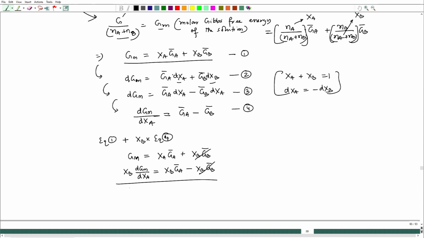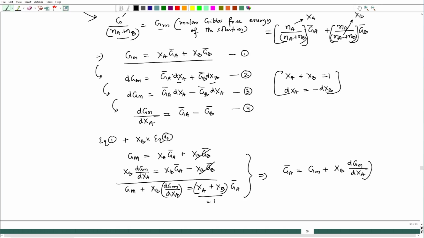So, finally, we get Gm plus Xb Xa equal to, or Xa plus Xb, Ga bar. So, this gives us GA. Because this is equal to 1, GA bar would be equal to GM plus XB, okay. So, this is one equation we draw.